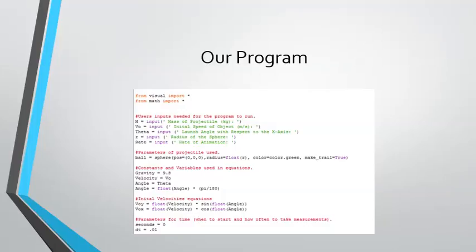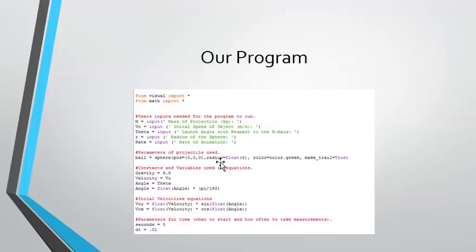Under that are the inputs needed from the user to run the program. And then under that are the parameters of the projectile used, which is the ball, which equals sphere, which is our shape, and the origin of the ball is x equals 0, y equals 0, and z equals 0.